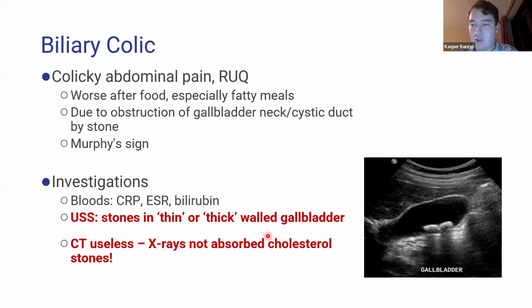Unfortunately, the CT is actually useless for cholesterol stones, so the most common ones, because there is no metal in them, no calcium. So the X-rays just don't get absorbed. They are invisible to X-rays, including CT.